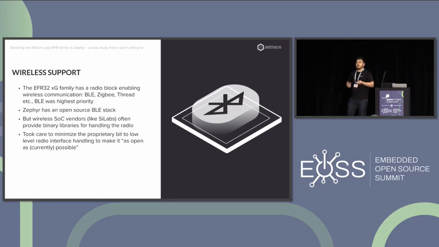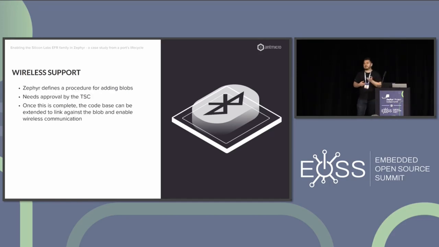We wanted to land as minimal an amount of binary code in Zephyr as possible. Since there is an open source BLE stack, we just needed the low level stuff. So we did some research on how we can land only this, and figured out that we can land only the library for the low level PHY stuff, and just use the open source BLE stack. And if you want to add an additional binary blob to Zephyr, there is a path for that. It's well documented.